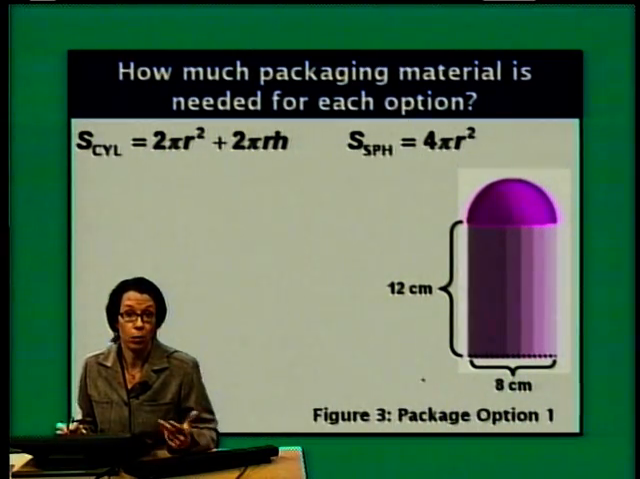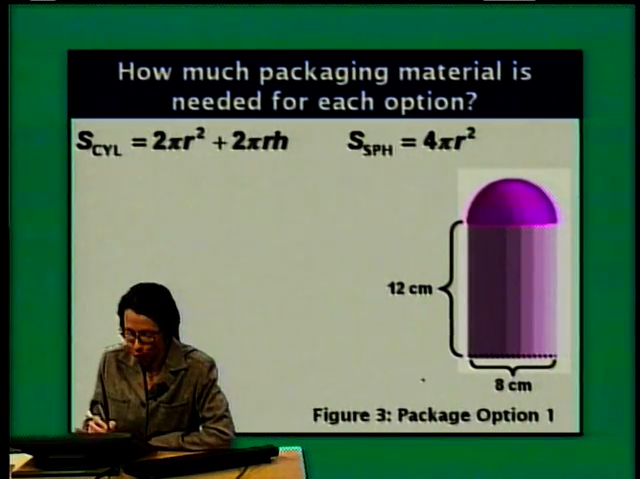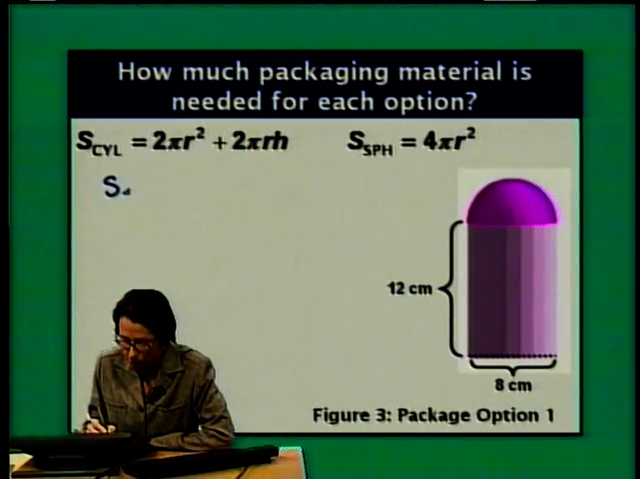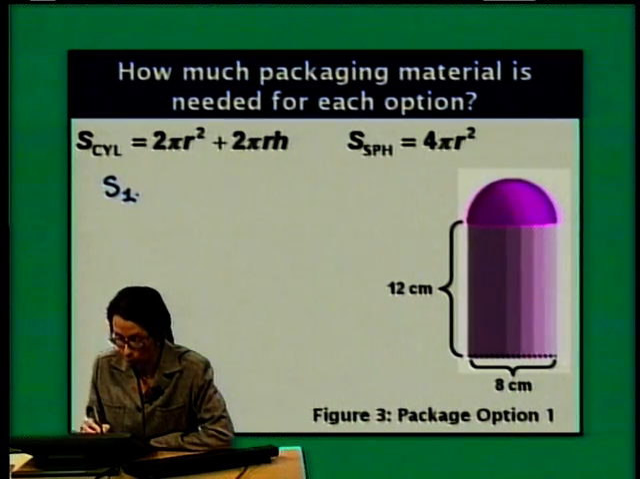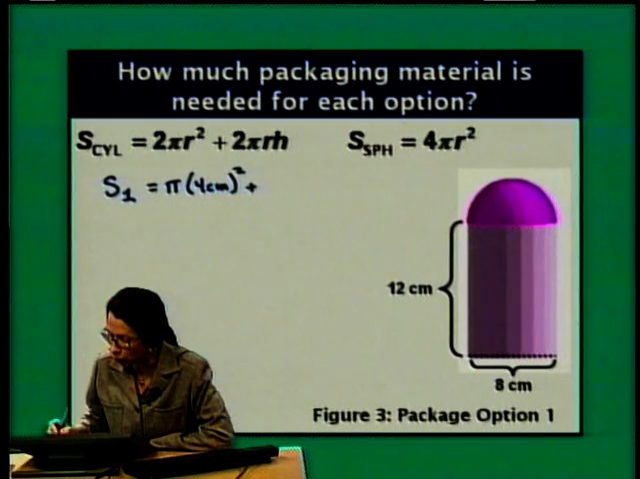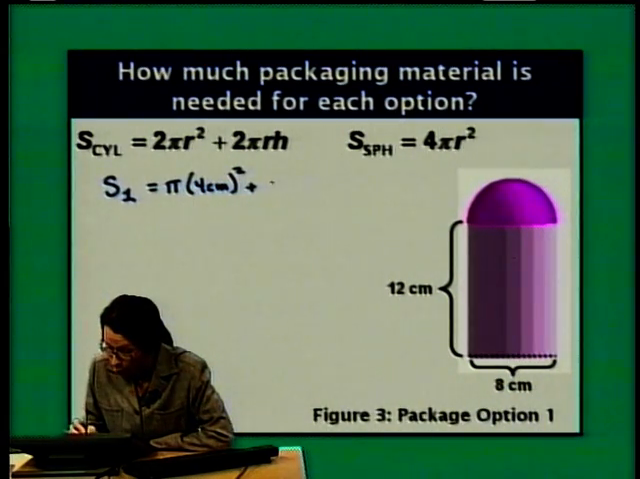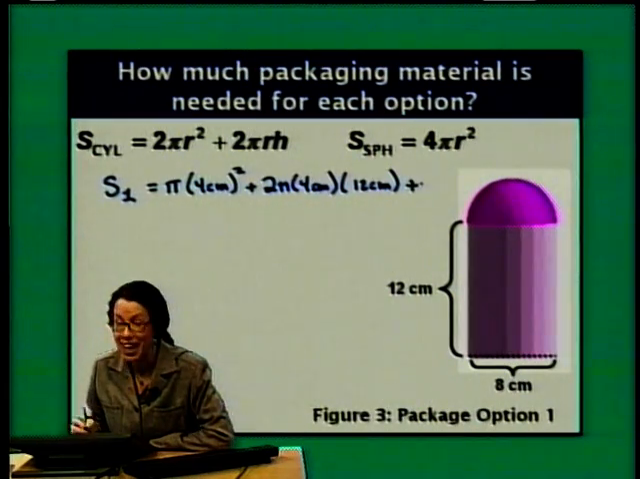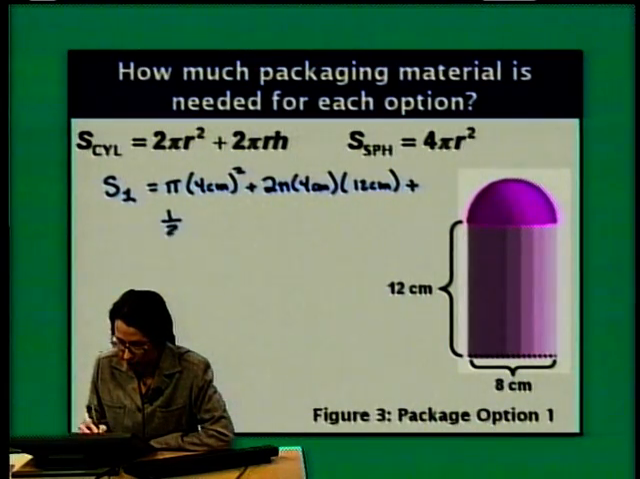So let's write down what we need to calculate to find the surface area. I'm going to call this S sub 1 for the surface area of option 1. So I'm just going to have pi r squared instead of 2 pi r squared. Now the 2 pi r h, that's the surface area of the sides, and I need all of that. So that's 2 pi times 4 centimeters times 12 centimeters. And I'm going to add to that half the surface area of the sphere.